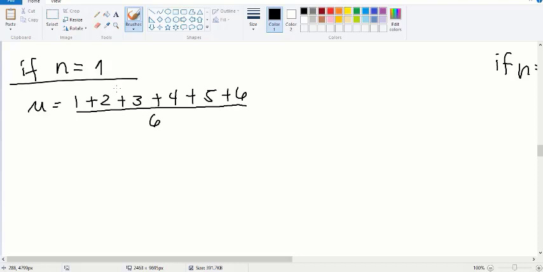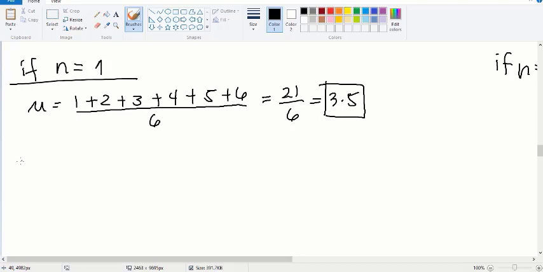Anyway. So, 1 plus 2 plus 3, 6 plus 4, 10 plus 5, 15 plus 6, 21. Tama ba? 21 over 6? Am I right? Okay. 21 over 6. Let me use my calculator. 3.5. So, that is our mean of the population.